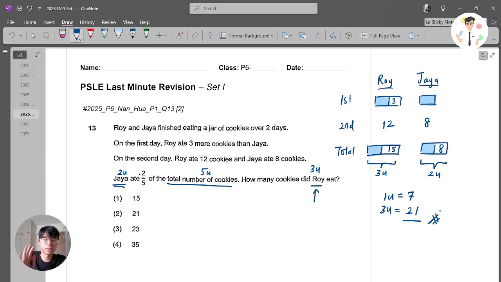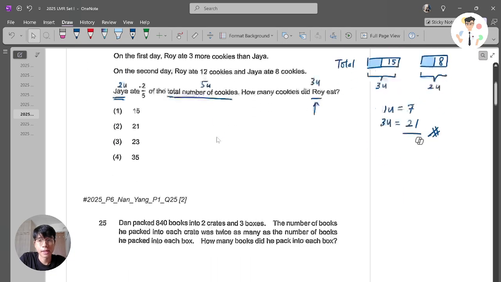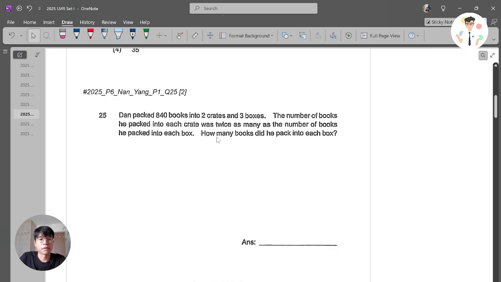Okay, so basically that's the whole idea of like you need to understand the unit and the unit part. Okay, so I think slightly interesting, but let's move on to the next question. Next part from Nanyang paper 1 question 25.